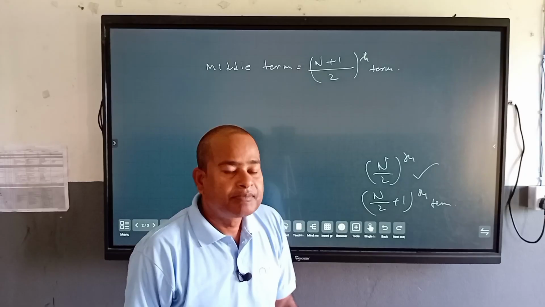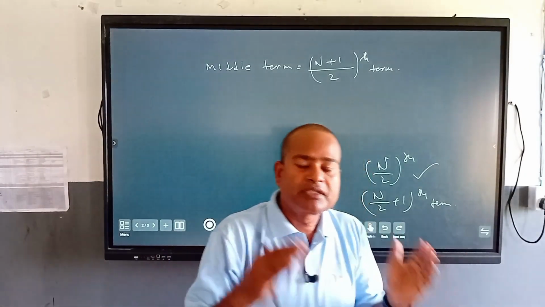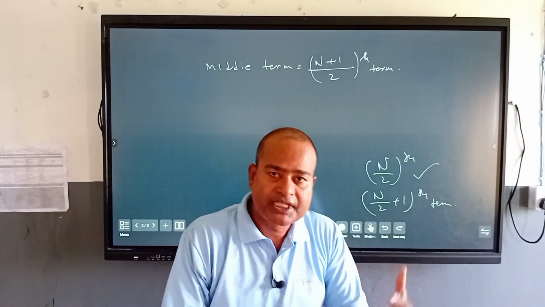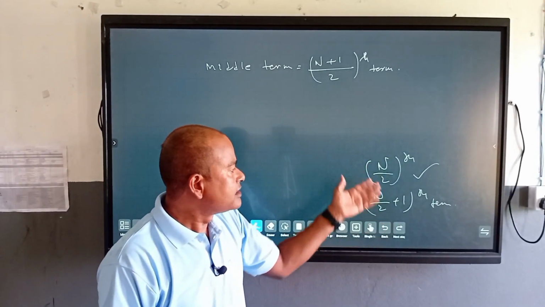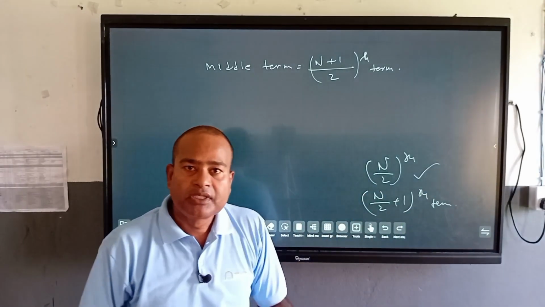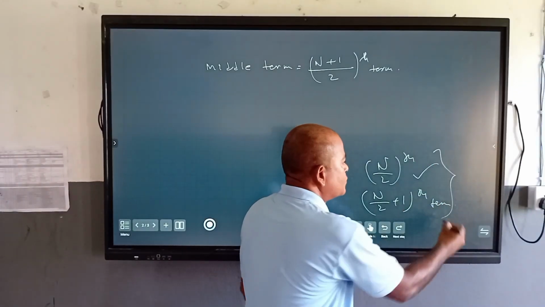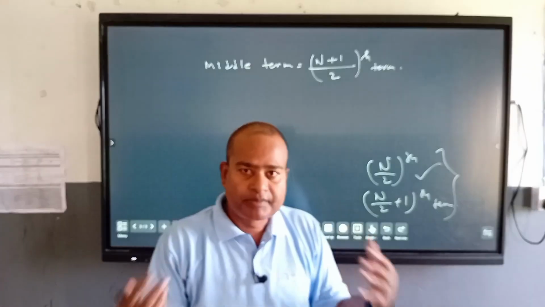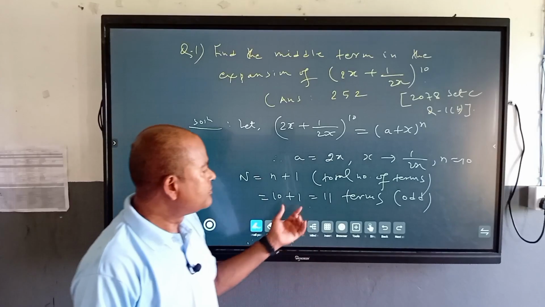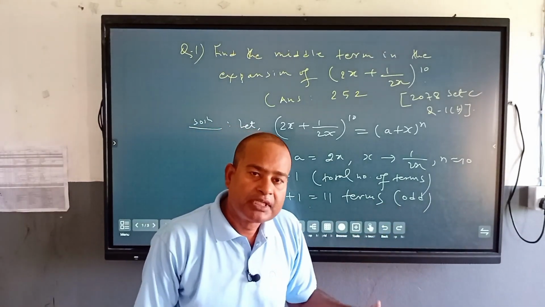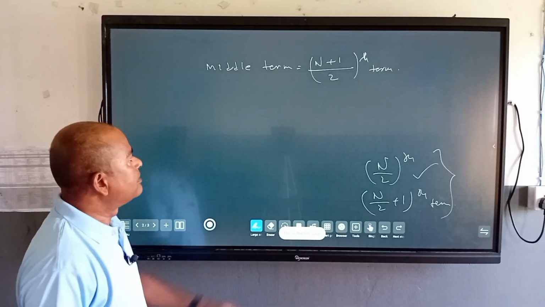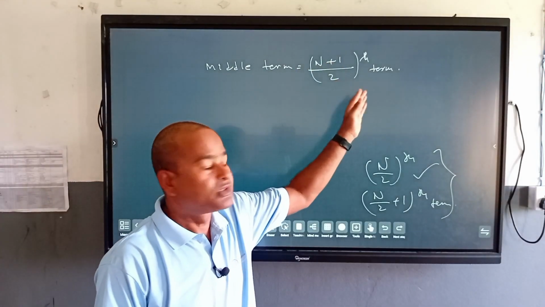So dear students, please keep in mind in which case we find just one middle term using the formula (n plus 1) by 2 th term, and in which condition we use the formula n by 2 th term and (n by 2 plus 1) th term. The latter formula is for when the number of terms is even, but the number of terms of the given binomial expansion is odd. So we have to use the middle term formula (n plus 1) by 2 th term.